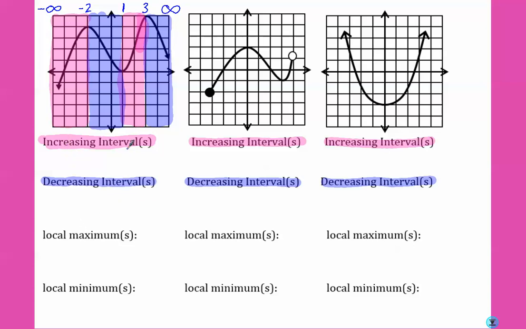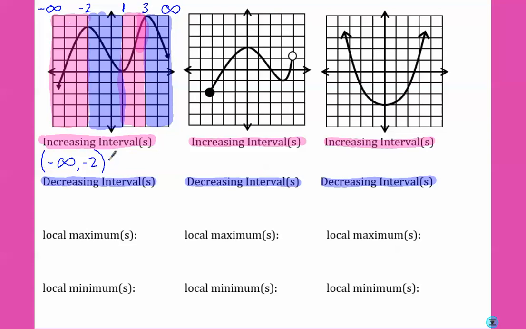So I'm going to look at where my increasing intervals are. We're going to start on the left. So this pink section is from negative infinity to -2. And for all of our intervals, we're going to use parentheses because at -2, it's technically not increasing or decreasing because it's a peak point, so we're just going to use a parenthesis. Then it's also increasing from 1 to 3.